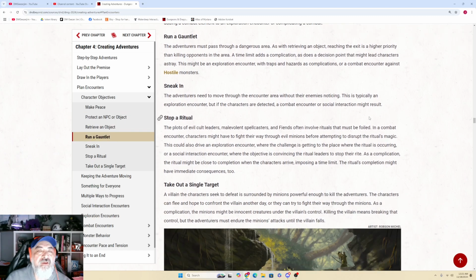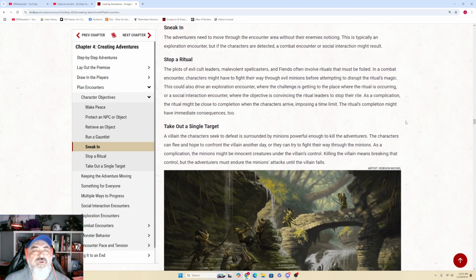Run a gauntlet. The adventurers must pass through a dangerous area. As with retrieving an object, reaching the exit is a higher priority than killing the opponents in the area. A time limit adds a complication, as does a decision point that might lead characters astray. This might be an exploration encounter with traps and hazards as complications, or a combat encounter against hostile monsters. Sneak in. The adventurers need to move through the encounter area without their enemies noticing. This is typically an exploration encounter, but if the characters are detected, a combat encounter or social interaction might result.